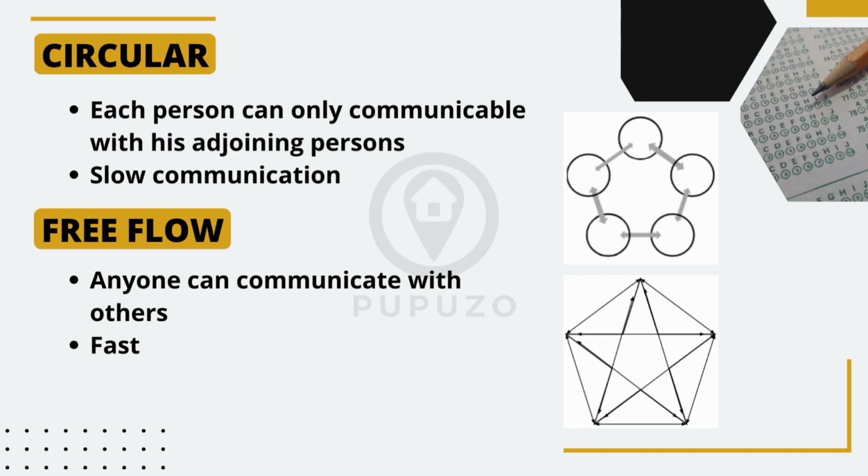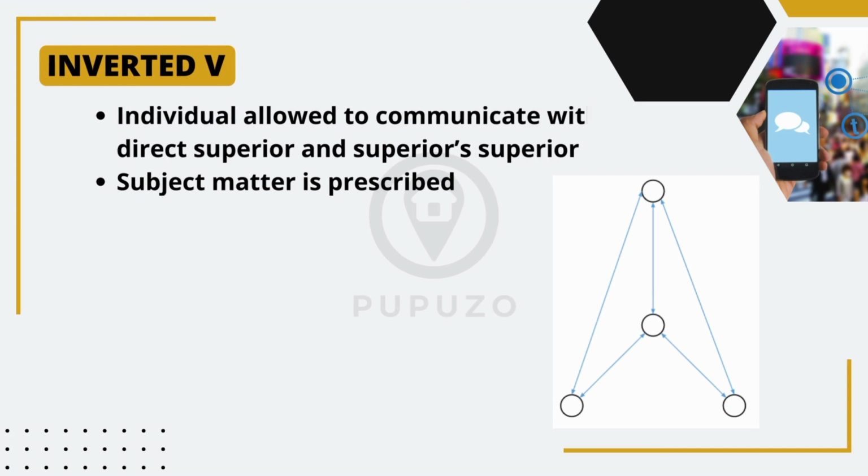Another formal communication model is the inverted V model. In this model, individuals are allowed to communicate with their direct superior and the superior's superior. The subject matter of communication is often prescribed and follows a specific hierarchy.